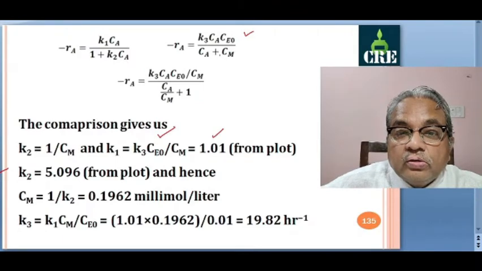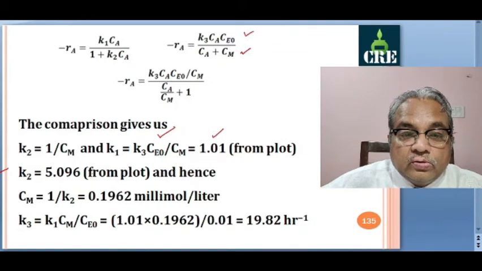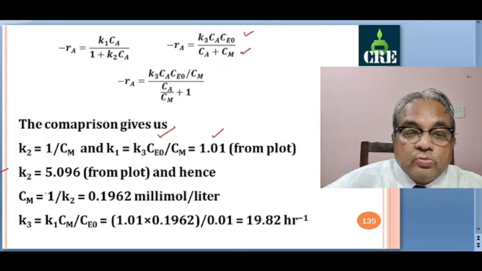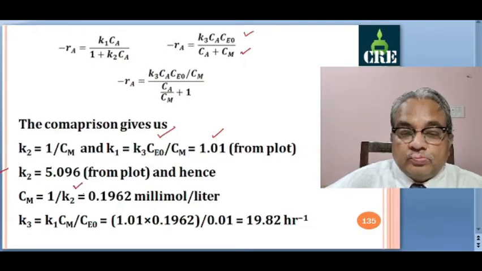So we want to find out the value of Cm. So Cm is equal to 1 by K2. If you compare this, 1 plus K2Ca, what is K2Ca? Is Ca by Cm. So Cm is equal to 1 by K2, and this value is 0.1962.